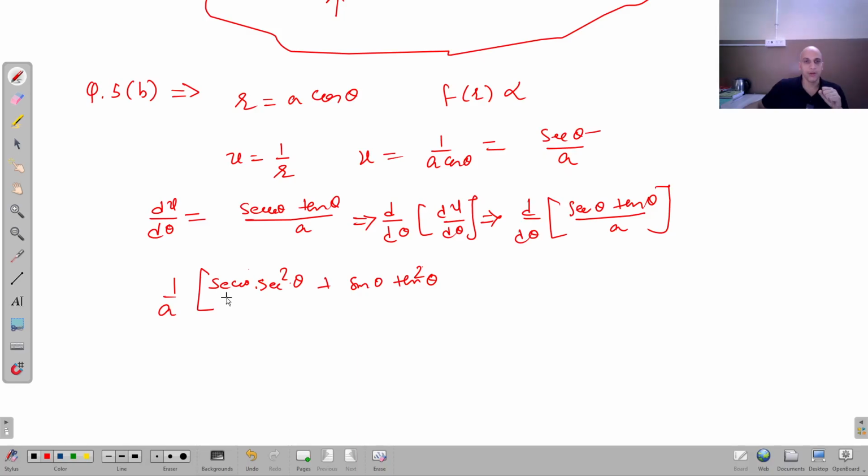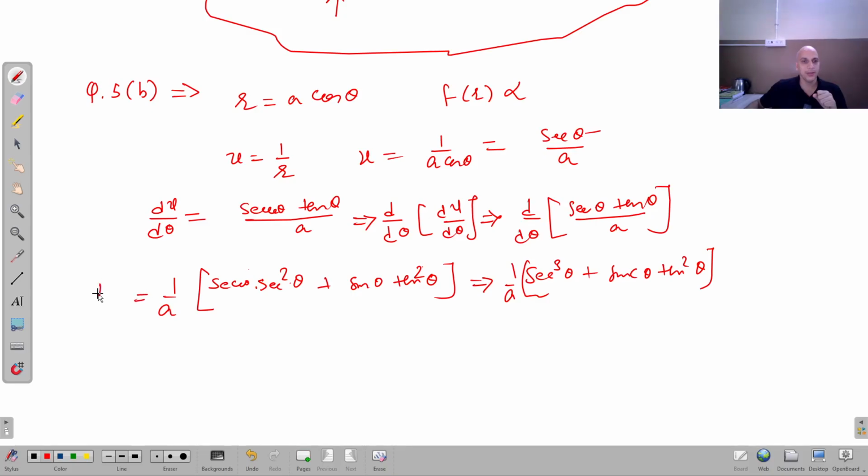I think I said it wrongly in the first part. We took secant theta as it is, and the differentiation of tan theta was secant square theta. Then it becomes secant cube theta. In the second part, I took tan theta as it is, and the differentiation of secant theta is secant theta tan theta. So it becomes secant theta tan square theta, right? So in the next step, it becomes secant cube theta plus secant theta tan square theta, into 1 upon a, right?